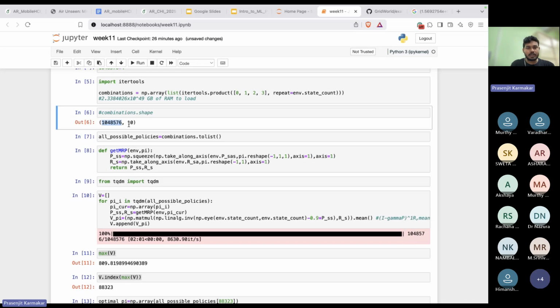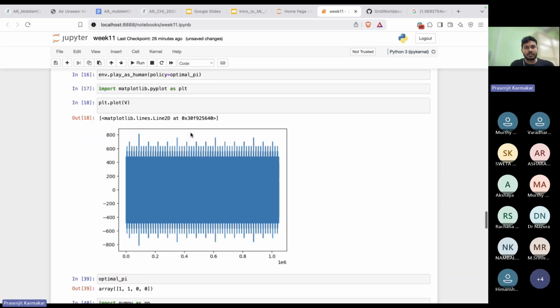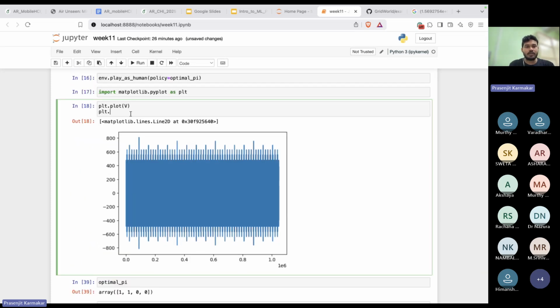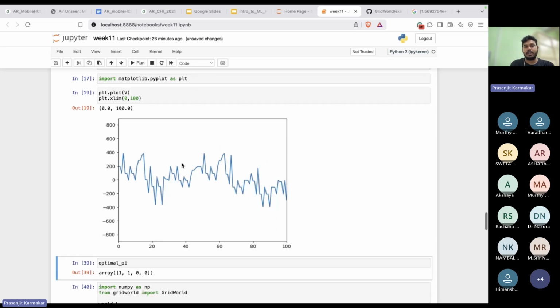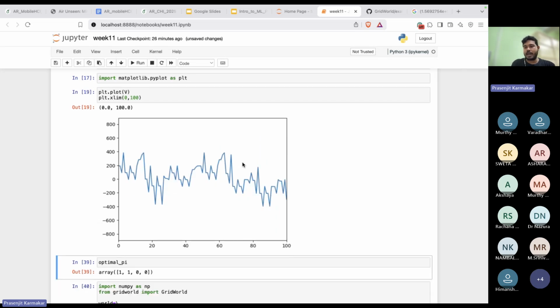It's not 10,000, it's like 10 lakh something. These many possible combinations are there. So if I just look at the first 1,000 policies, with the x limit 0 to 1,000, they vary randomly, within minus 400 to plus 400, right?